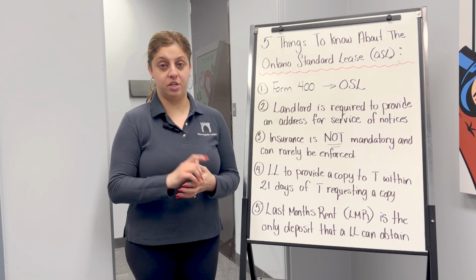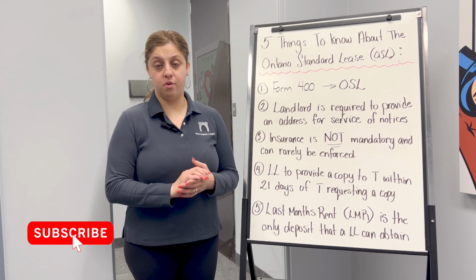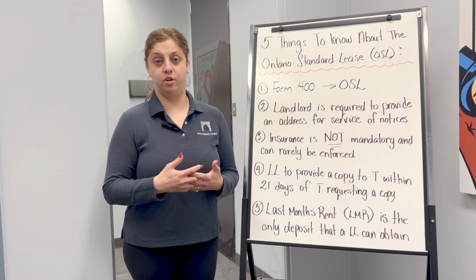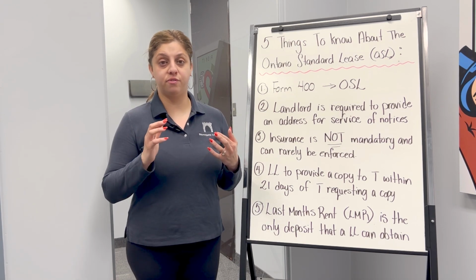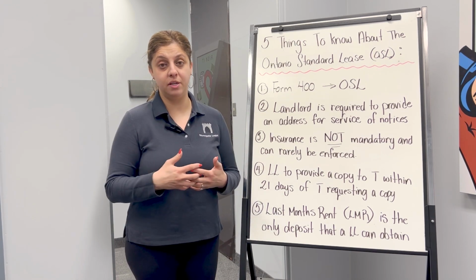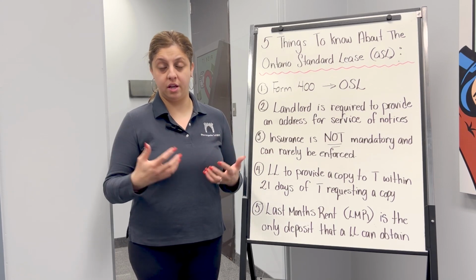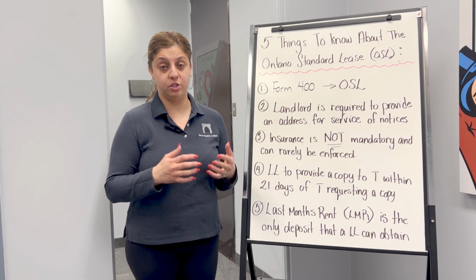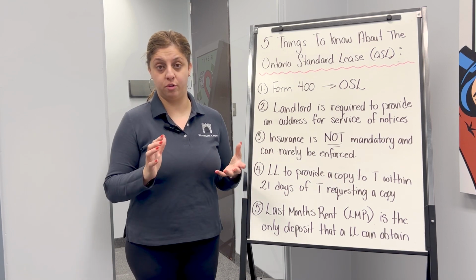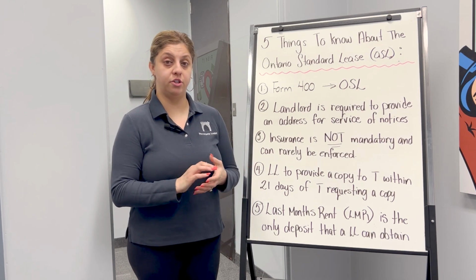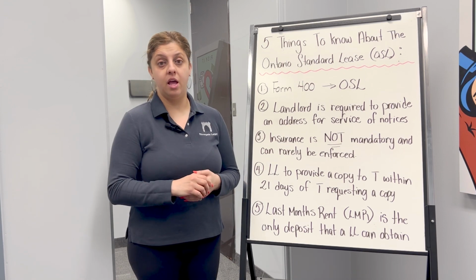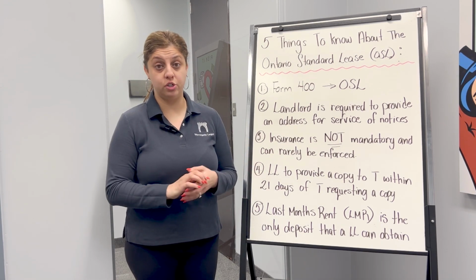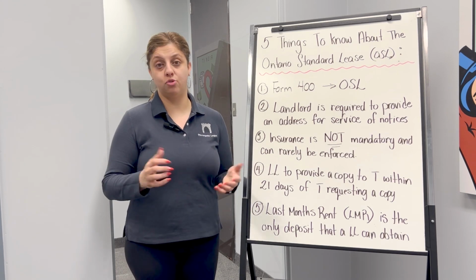This is for realtors. Number 1, the Form 400 is the agreement, kind of like an offer to lease a property. It is the first step and often the stepping stone when an Ontario Standard Lease is signed. After Form 400 is signed, which is actually a requirement of your brokerage, then the Ontario Standard Lease can be signed. Either side, either the listing brokerage or the cooperating brokerage, the landlord or the tenant, can draft the Ontario Standard Lease.